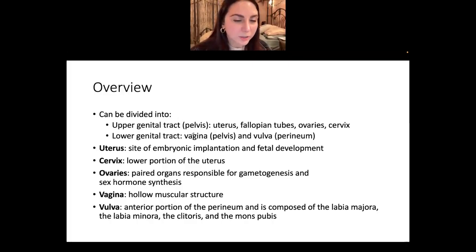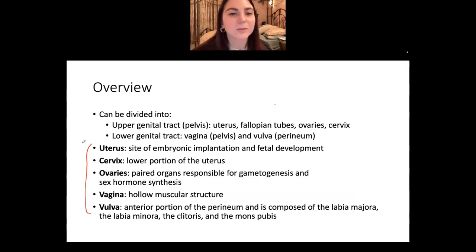Your lower genital tract is pretty much everything else. So your vagina, which is still included in the pelvis, and then the vulva, which is located in the perineum. Everything else is truly located in the pelvis. And because this is pretty much the first medical aspect of these things, let's go through each.